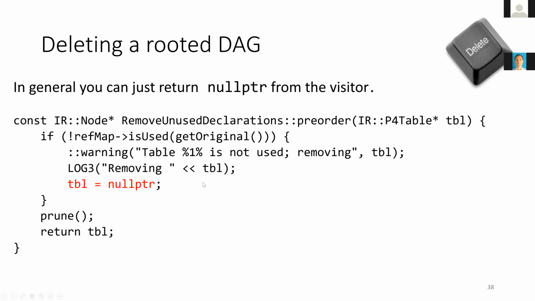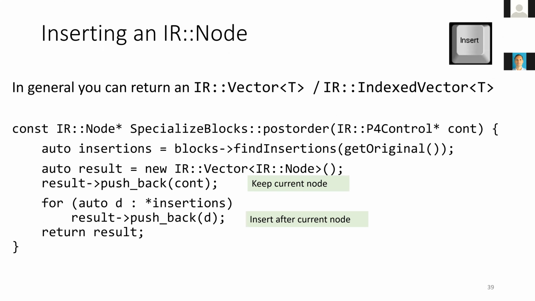All right, so this is how you delete a node. And then I showed you previously how to modify a node. And the third thing you might want to do is insert a node. So for example, you want to insert a new variable declaration in your program because you factored out some expression and you want to assign the result to a temporary variable. So you want to create a new declaration for the variable. And the way you do that is instead of returning an object of the same type, for example, when you process a control, you expect to return a control, you can actually return a vector.